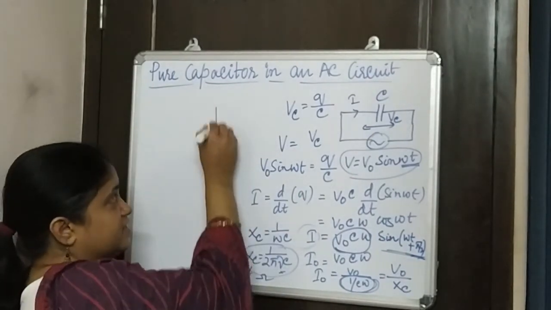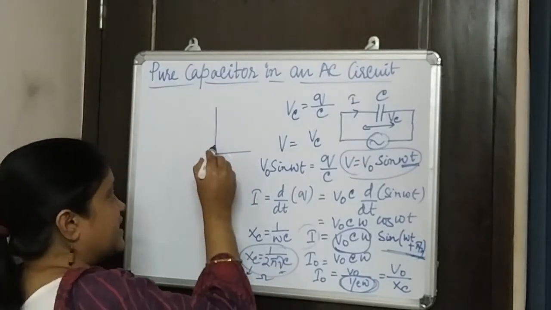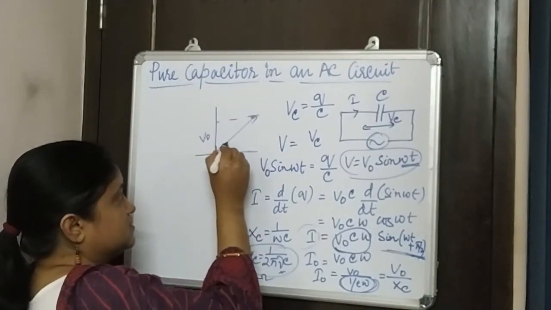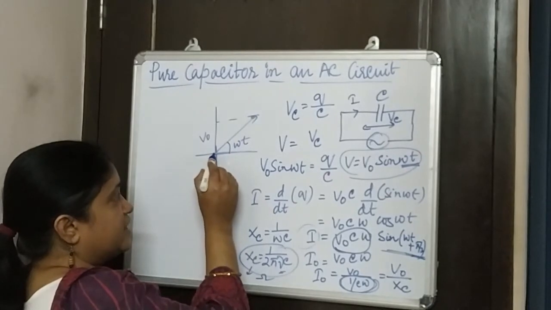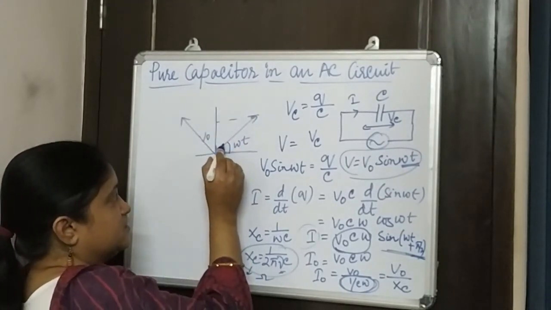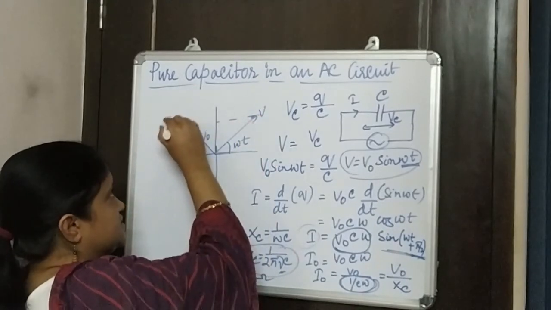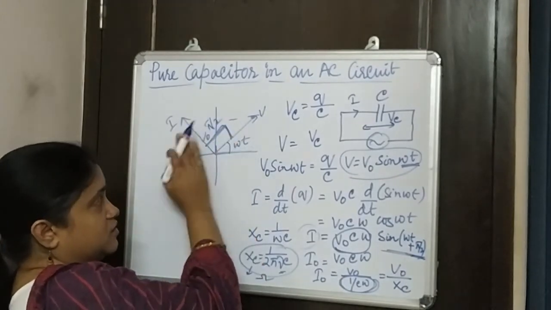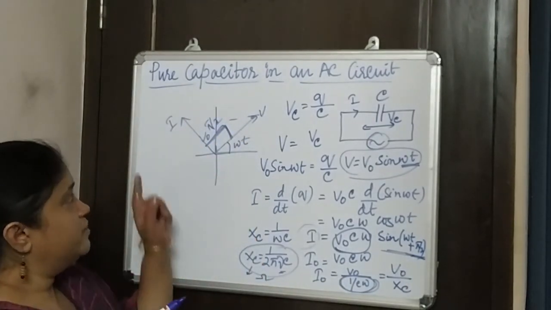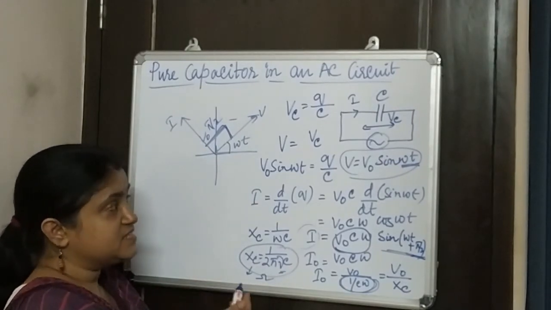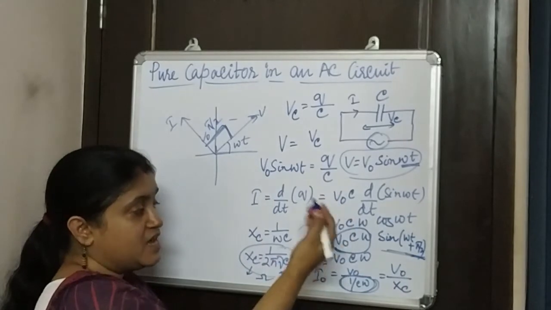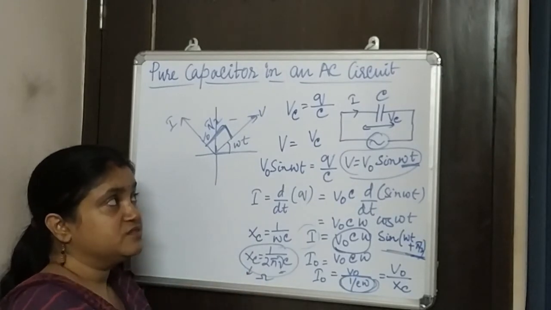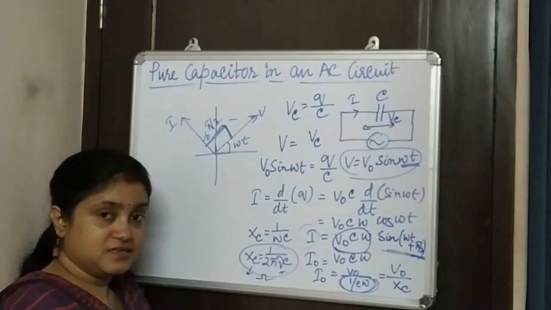Suppose I try to draw a phasor diagram. If this is the voltage, this is V naught, this is omega t, then my I will be at a 90-degree angle from the voltage V, this is pi by 2, so omega t plus pi by 2 will be my current. So here in this case, the current is leading and the voltage is lagging behind. So this is the analysis of the capacitor element of the circuit.